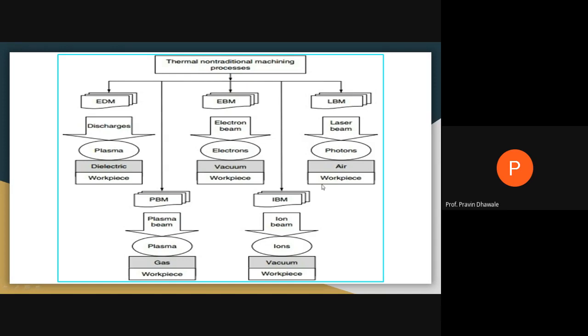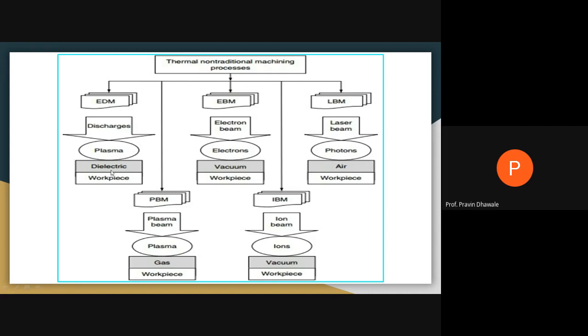Whatever the processes we have studied under thermal non-traditional machining processes, the material is removed from the workpiece because of thermal energy or heat energy, and that thermal energy is obtained by conversion from electric energy. This is the thermal non-traditional machining process. I will take a recap.